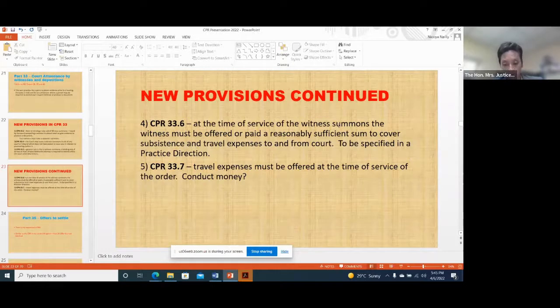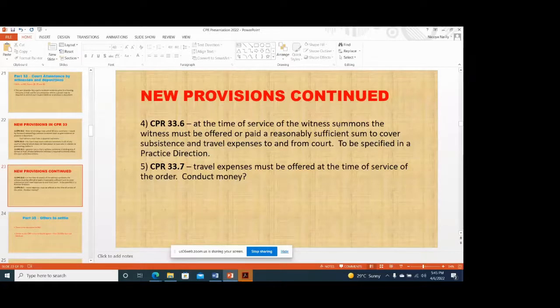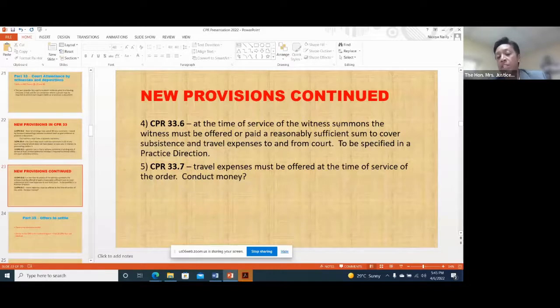So I don't know if there are any, is there any other? I was just looking back at that question. How do you deal with the subpoena? That's as much as I can answer it with reference to the CPR.